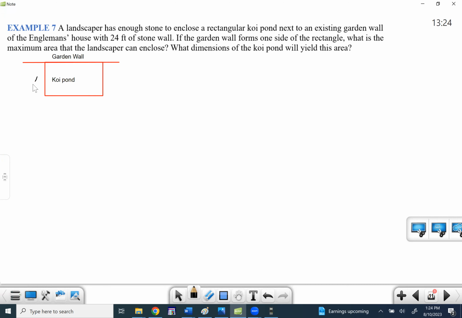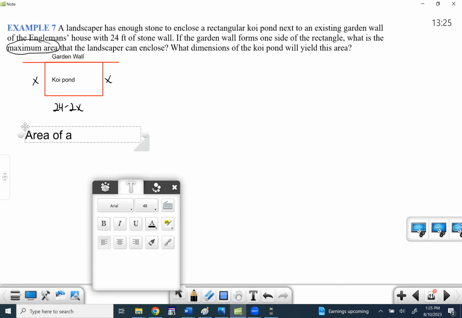Well, if we use x here, then we have to use x here. X plus x is 2x. So we've already used 2x. So 24 take away 2x would tell us how much we have left for the other side. Okay. So it says that we need to find the maximum area. Okay, so the area of a rectangle formula seems like what we're going to need here.